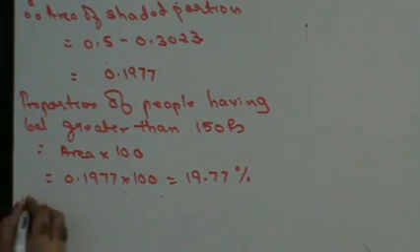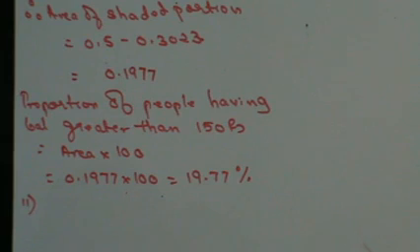Second part of the question. They said, what is the proportion of the people having a balance between 60 and 90?